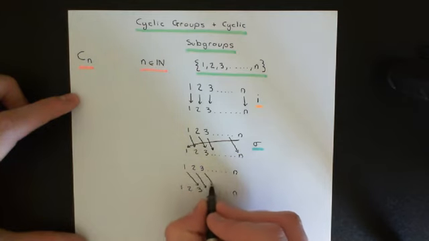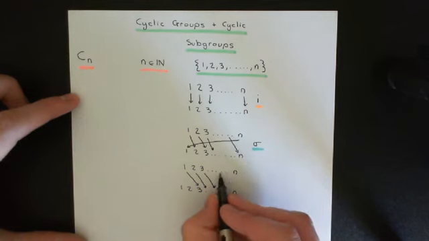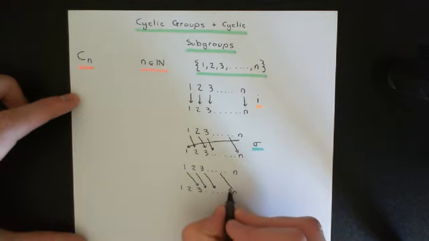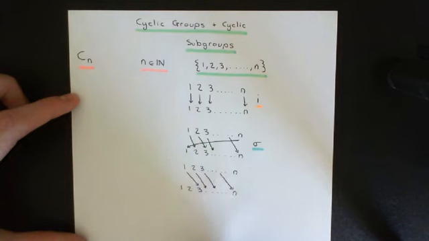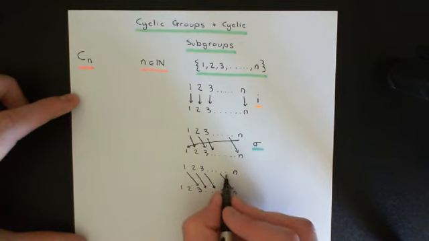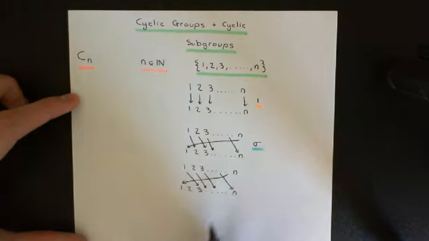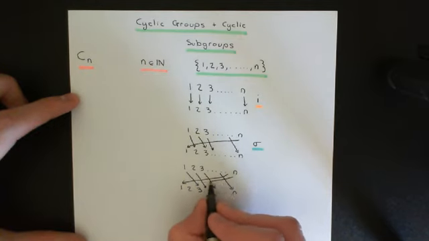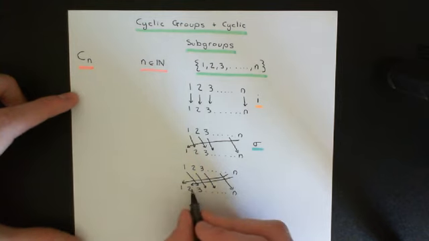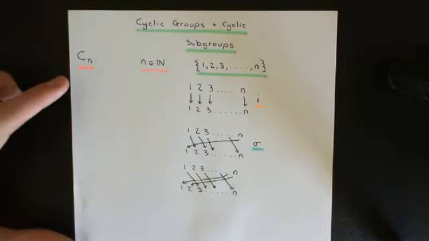I'll send 3 onto 5. I've moved 3 along by 2. Then I'll send little n minus 2 onto little n. I've moved little n minus 2 along by 2. I'll send little n minus 1 onto 1. I've now moved this along by 2. And I'll send little n along by 2. I'll send little n to 2. And I've now moved this along by 2.